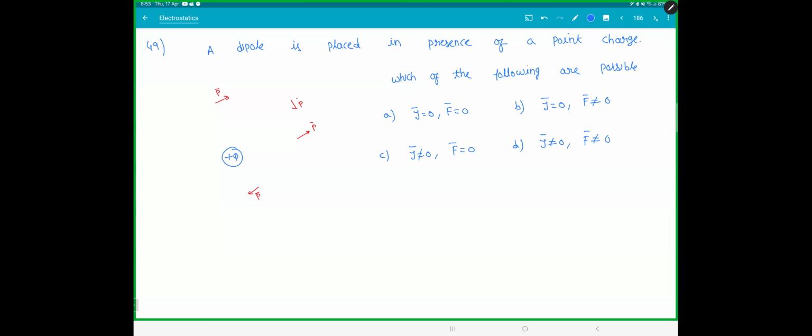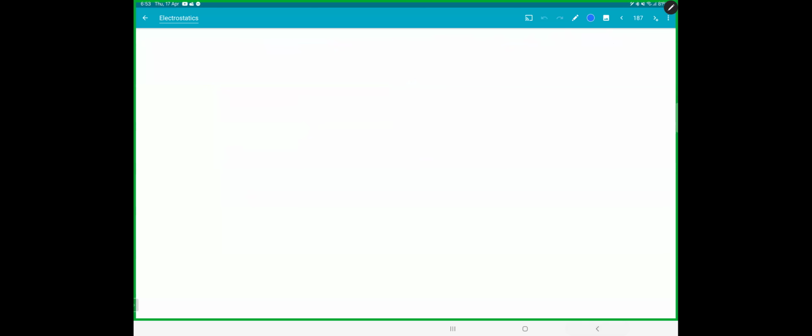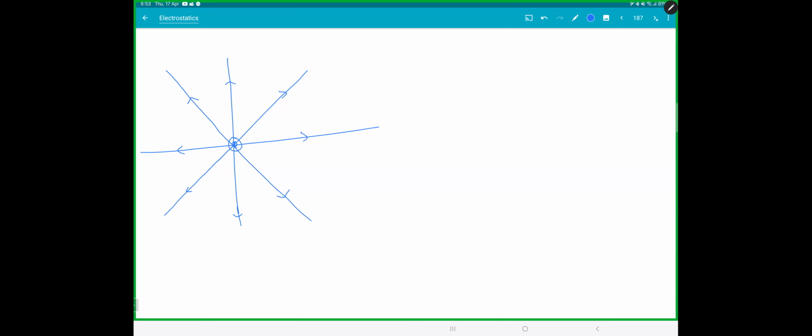Let's see. First thing, see, if you look at the field lines, the field lines are radial. Now ask yourself, how can I get torque 0? I know the formula torque is equal to P cross E, we derived this for E constant.